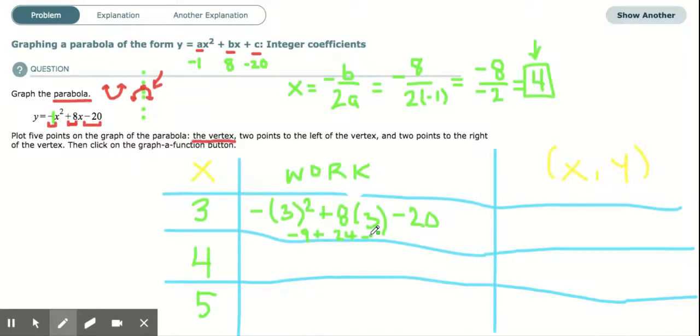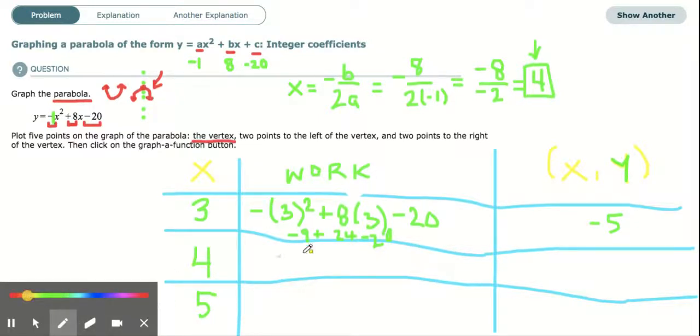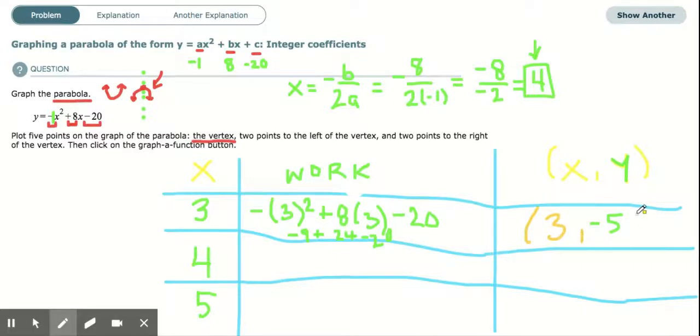It doesn't matter what order we do this in because this is all addition and subtraction. So I would probably do 24 minus 20, which is 4, and then minus 9, which would give me a negative 5. All right, so when we plug in a 3, we get out a negative 5. So this is going to be 1 point on this parabola. Let's go ahead and do that for the positive 4 now.